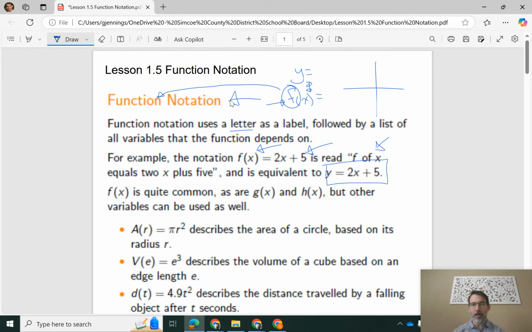If we were to graph f of x as 2x plus 5, it would still cross at plus 5 and have an upward slope. That is that line. It is also y equals 2x plus 5. It's the same thing, but you're going to like it if you learn it. Now, f of x is quite common. It's the default, but then we just go alphabetically: g of x, h of x, j of x. I avoid i of x. It's weird. But we can use other letters as well that are actually quite descriptive.